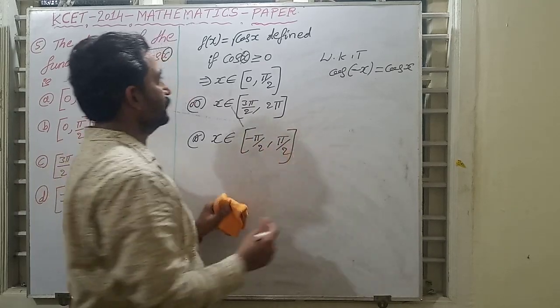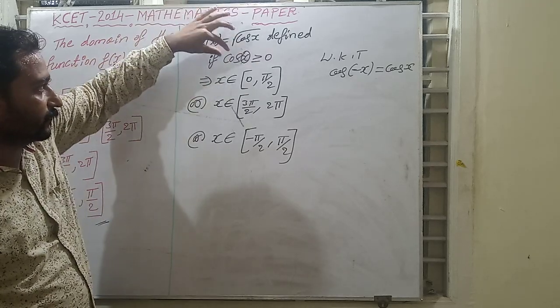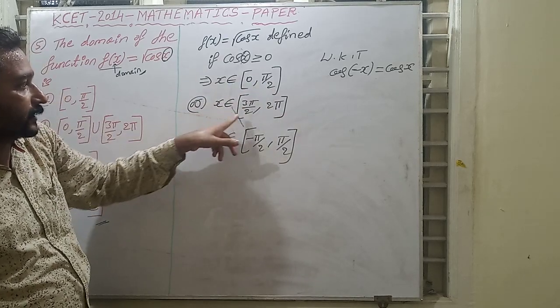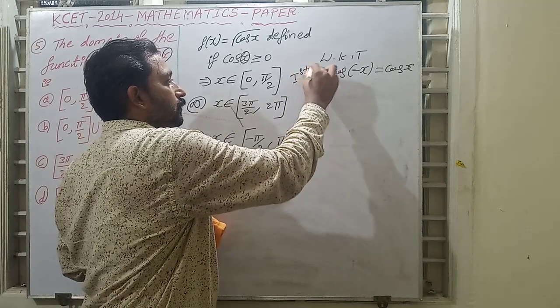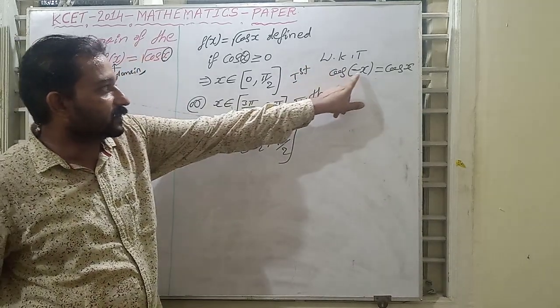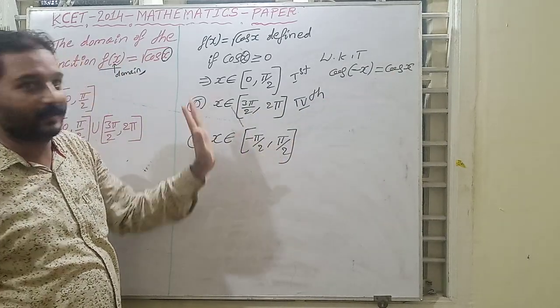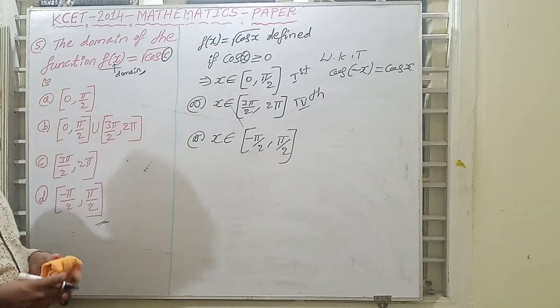So f of x is defined if cos x is greater than or equal to 0. When cos x is greater than or equal to 0, x belongs to 0 to pi by 2 or 3 pi by 2 to 2 pi, the first and fourth quadrants. Since cos of minus x is equal to cos x, x belonging to minus pi by 2 to pi by 2 is also a correct answer.